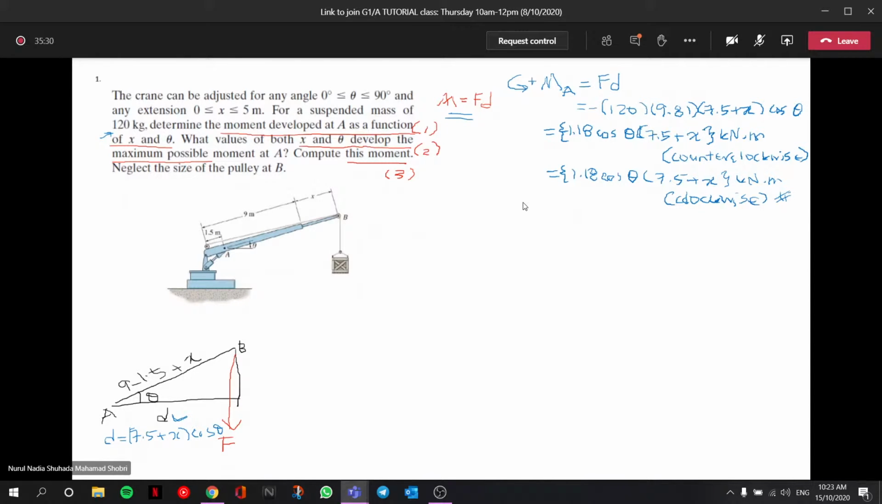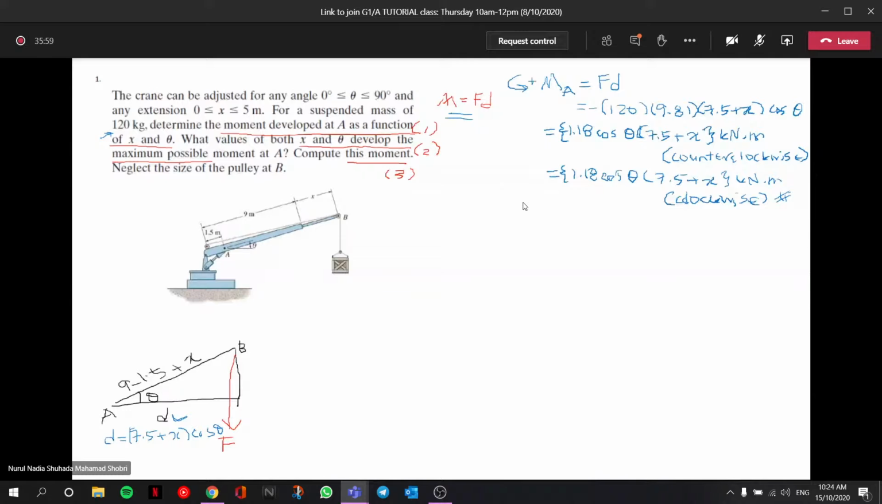So anyone has any problem with this part? Do you guys understand for this part? If you guys have any questions or don't understand, you may stop me so that I can explain to you guys. So I assume everyone is okay with the first part.